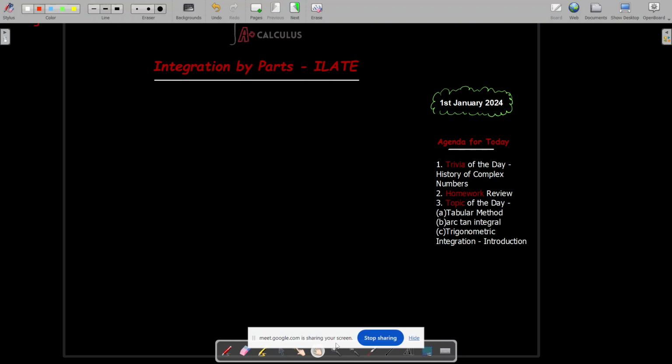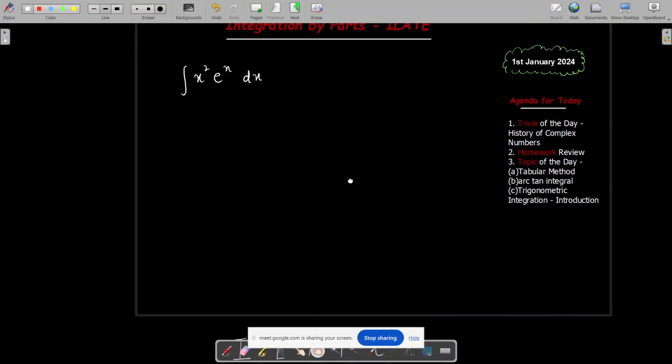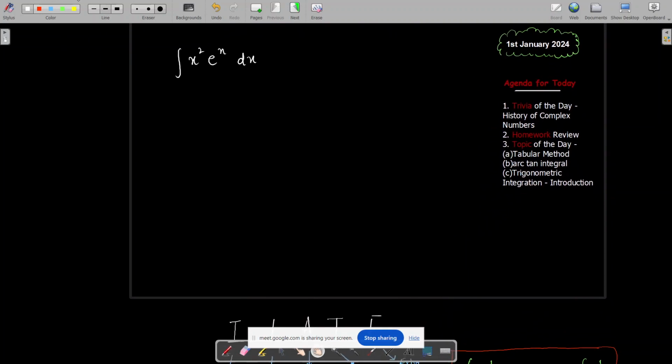I want to discuss those cases specifically in which the tabular method will fail. There will be some cases where the tabular method will always fail. Let's take a problem: integral of x squared times e to the power x dx. So I think you already know about the tabular method, right?